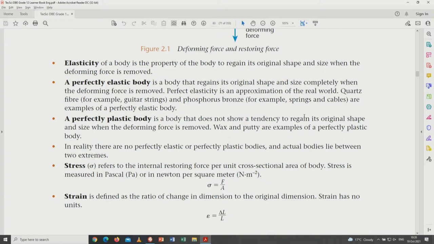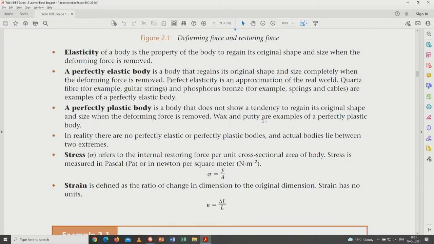A perfectly plastic body will be a body that does not show a tendency to regain its original shape and size when the deforming force is removed. So once you deform this object, it is not going to regain its original shape and size. It remains deformed. If you look at wax, putty, or clay, for example, these are perfectly plastic bodies. And in reality, there are no perfectly elastic or perfectly plastic bodies, as we have indicated earlier. Actual bodies lie between the two extremes. So in practice, you have a mixture of those, or they lie between those two extremes.